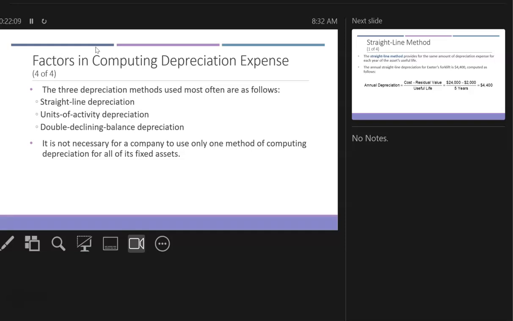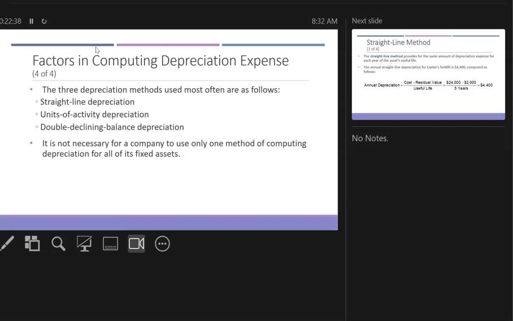The 3 main methods that we're going to talk about involve straight line, which is the easiest method, units of activity, which is pretty straightforward too, similar to straight line, and double declining. Double declining can be a little tricky, but I'm going to give you some easy ways to figure that out.